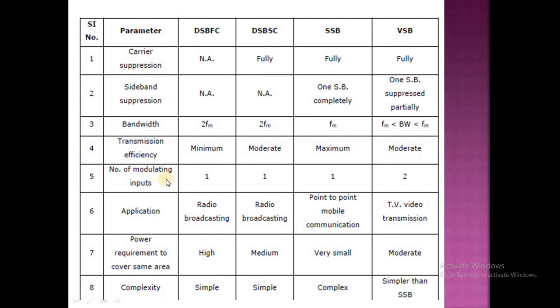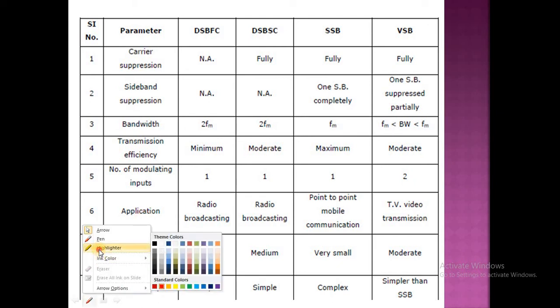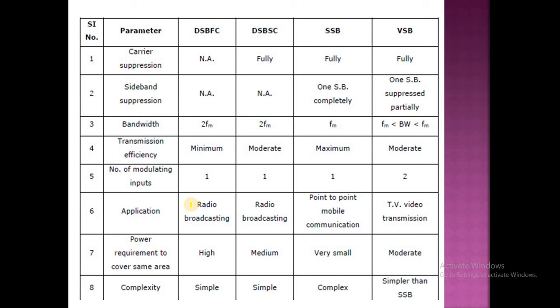Number of modulating inputs or message inputs: in case of a DSB-SC, there is 1. In SSB, there is 1. And in VSB, there is 2. What is the application? Application is very important, right? DSB-SC is used in radio broadcasting. DSB-FC means AM only. DSB-SC means radio broadcasting. SSB is used in point to point mobile communication. TV video transmission is the speciality of VSB. VSB is used in the TV video transmission.